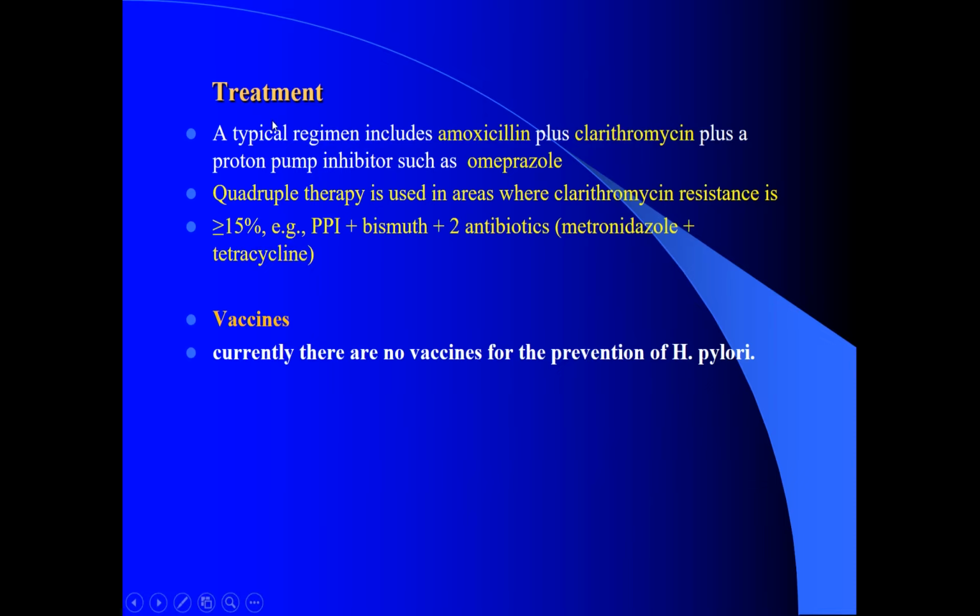التريتمنت طبعا اكو typical regime معتمد for the treatment of the H pylori، هو الاموكسيسيلين والكلاريثرومايسين، ونعطي شنو الأومبرازول اللي هو بروتون بامب انهبيتر. طبعا إذا كان عندنا قسم من البيشنت يكونون ريزيستنس للكلاريثرومايسين، راح نعطي أومبرازول وبسمول، ونعطي 2 أنتيبايوتيك: مترونيدازول وتتراسايكلين. طبعا لحد الآن ماكو فاكسين to prevent H pylori.